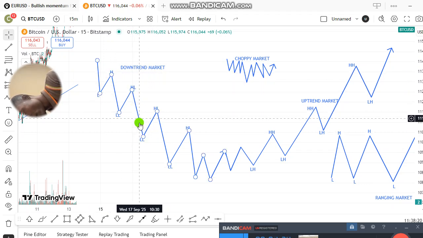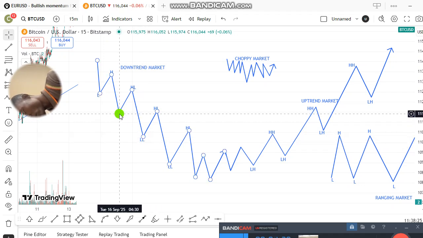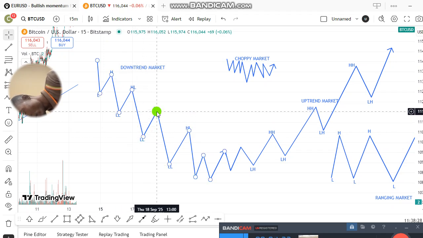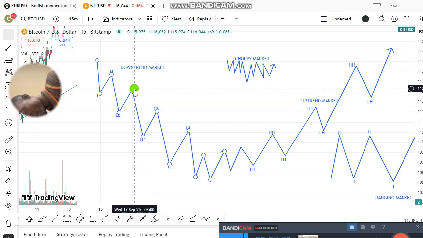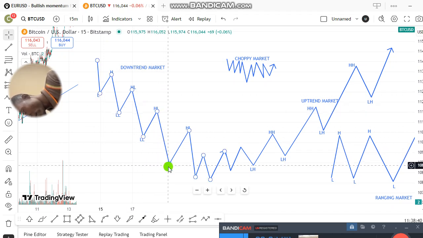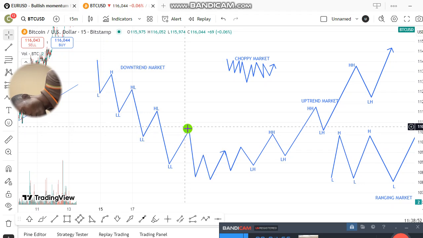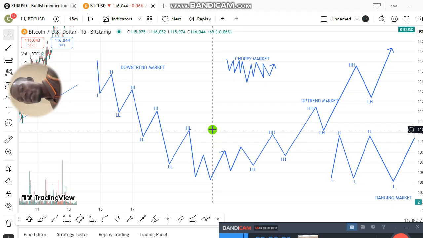Then the market moves impulsively again to the downside to make a new low. This low is lower than the previous low, and then it retraces again to make a new high. This high is lower than the previous high. Then the market moves impulsively again to the lower side and makes a new low. This low is lower than the previous low, and then it retraces again to make a new high. This high is lower than the previous high. So we say the market makes a lower low formation, or a lower high formation.